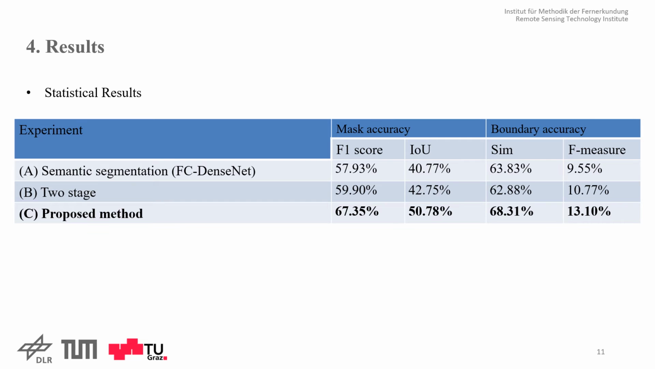And here we can see the statistical results of different methods. The performance of all models is evaluated by four metrics: F1 score and intersection over union, IoU, for mask metrics, while similarity index metric, SIM, and the F-measure are used to measure the quality of building boundaries. From the statistical results, we can say that our method outperforms FC-DenseNet and two-stage in terms of mask and boundary accuracy.